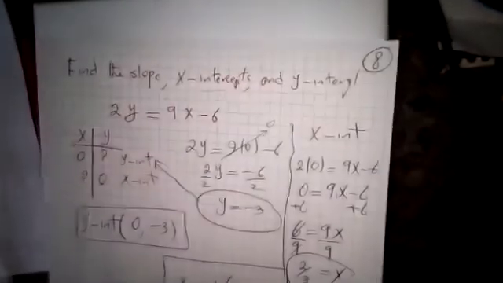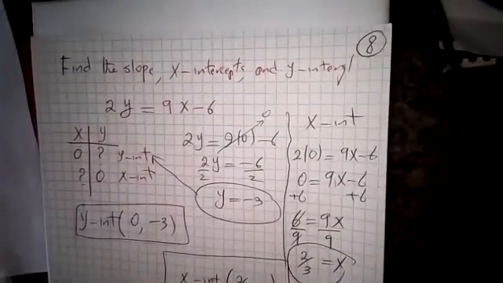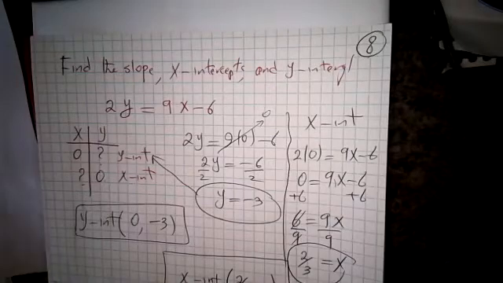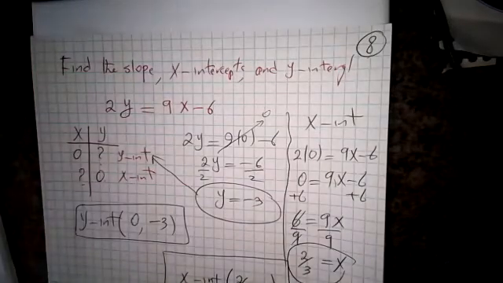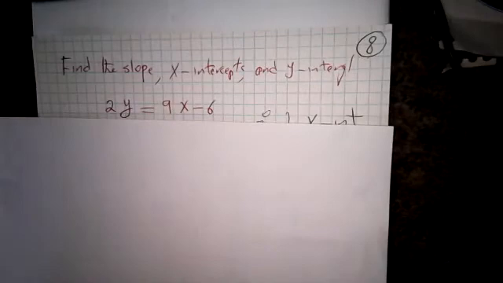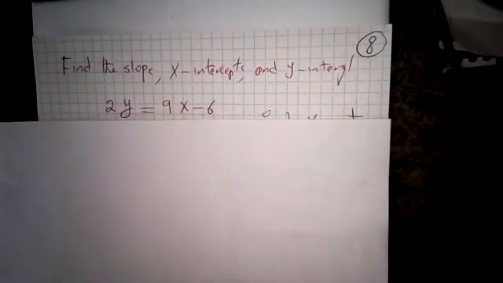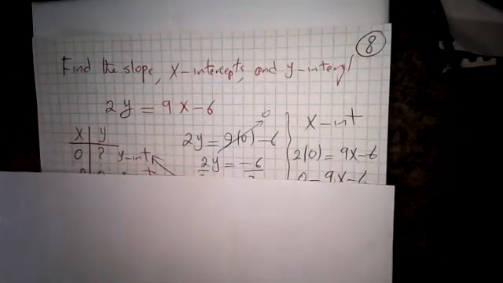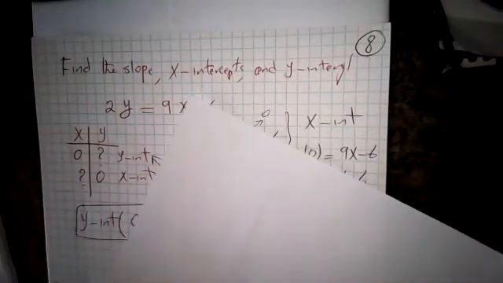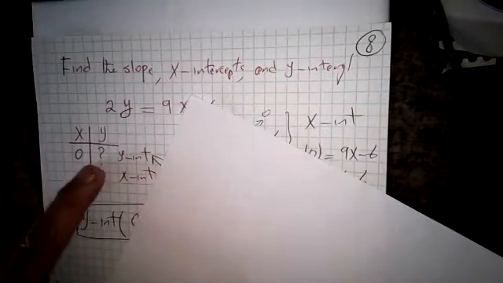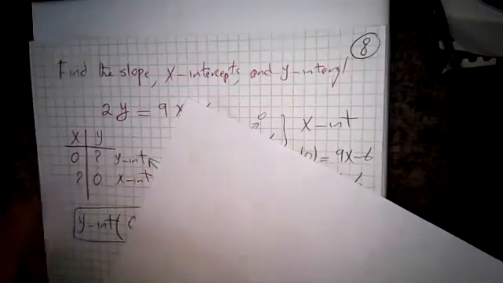Now, this one, we ask you to find a slope, x-intercept and y-intercept here, okay? So this equation is given, right? We understand that to find y-intercept and x-intercept, we gotta put 0 for x, find the y, and 0 for y, find the x.